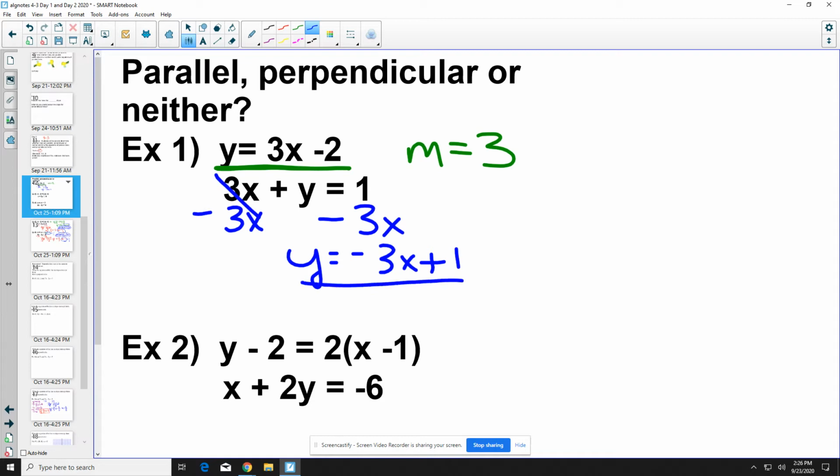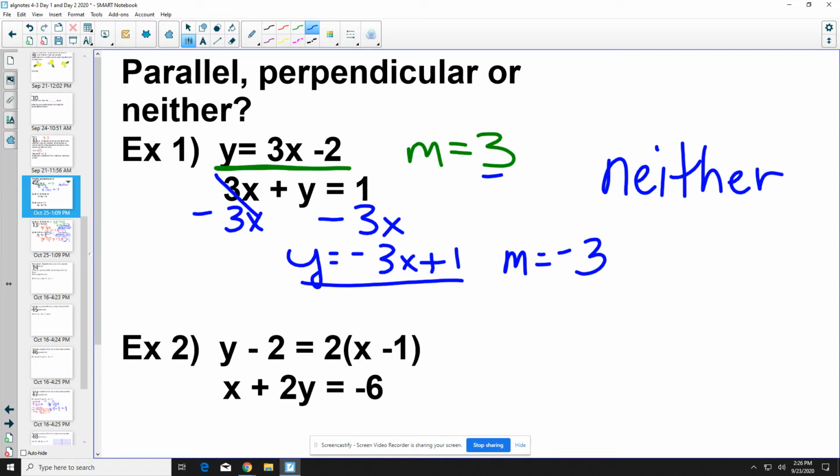What's the slope of this equation? Negative 3, right? So now my question is, are the slopes the same? No, one's a 3 and one's a negative 3, so they're not parallel. Are the slopes opposite reciprocals? Well, they're opposites, but they're not reciprocals, because the opposite reciprocal of 3 would be a negative 1/3. Okay? It's not a reciprocal. Reciprocal is what you get when you flip it over. So these would be neither. They're neither parallel nor perpendicular, because the slopes are not the same and they're not opposite reciprocals.